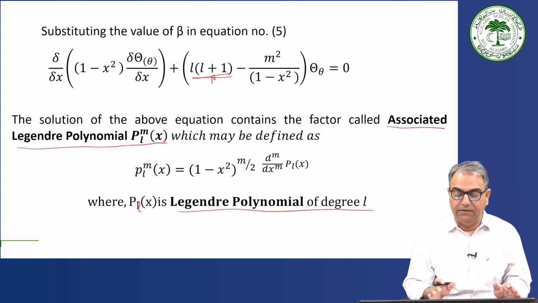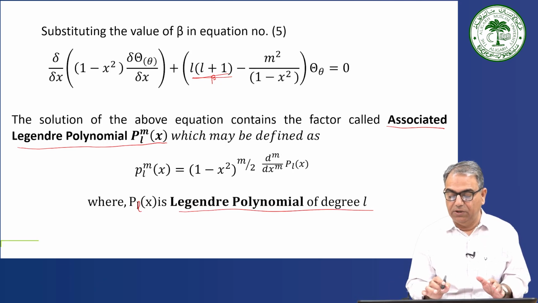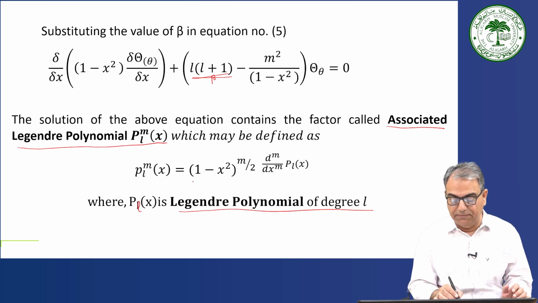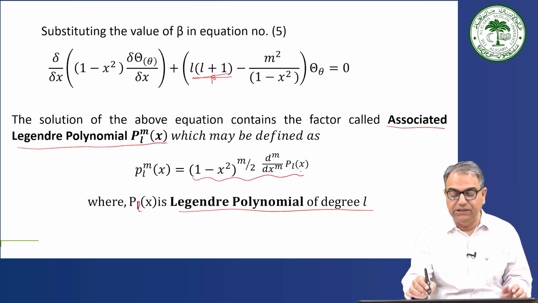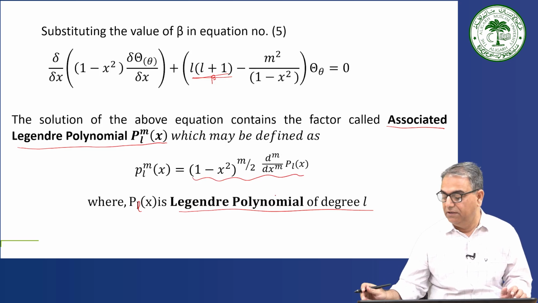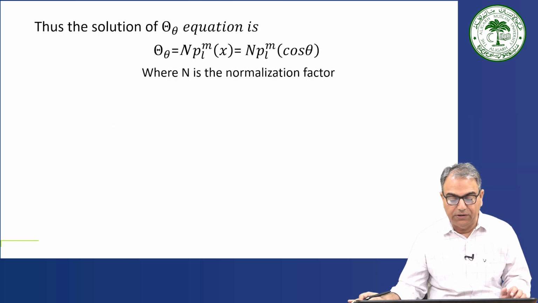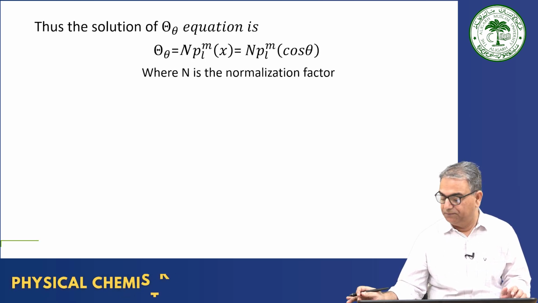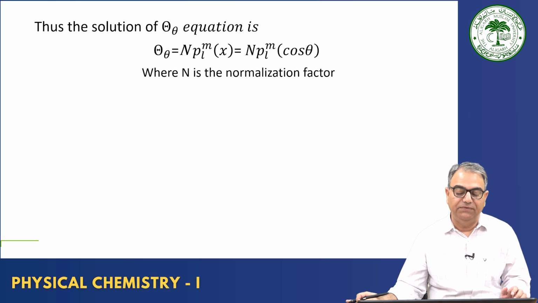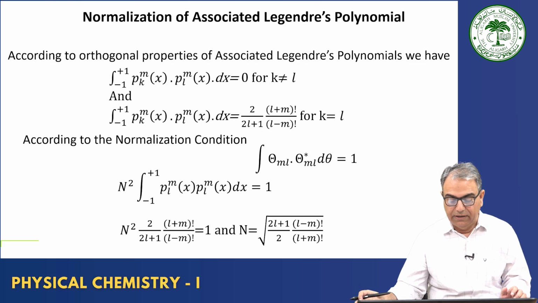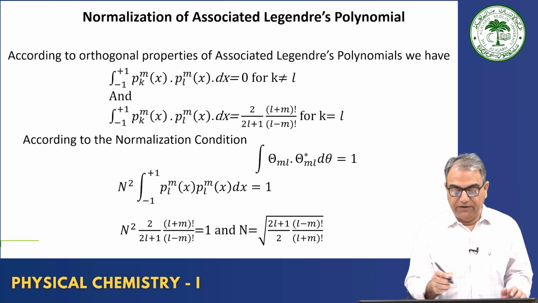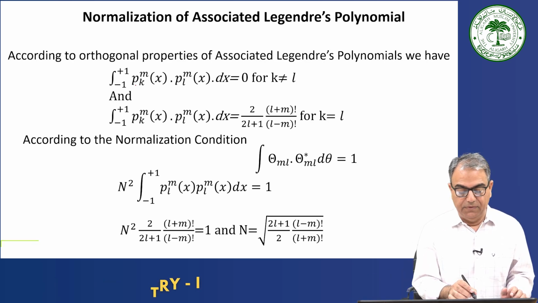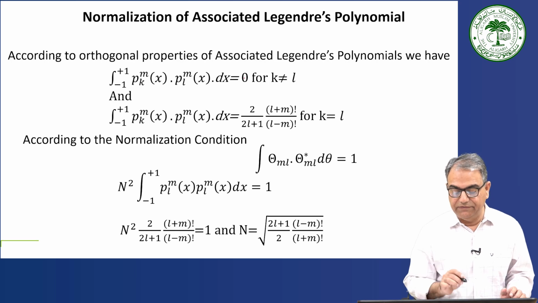Don't bother about from where we get it, but the solution must have this term. The only idea is that any solution of equation number 5 will have this particular term. We will try to find the different terms, but before that we go for the normalization of the function. As previously, we will not do the normalization here. I will just write the equation: according to the orthogonality properties of the associated Legendre polynomials, we have PKM and PLM, two different functions, and the integral becomes equal to 0.